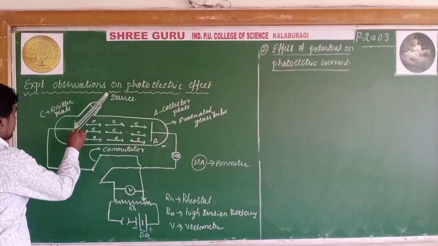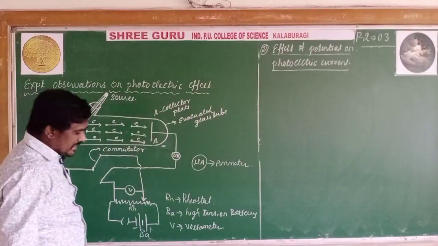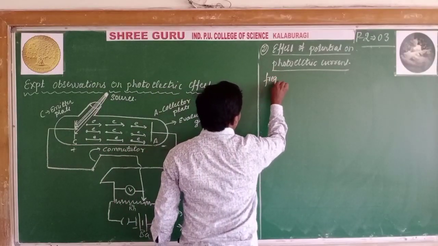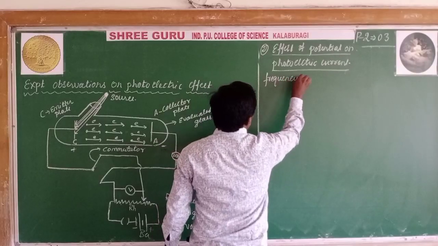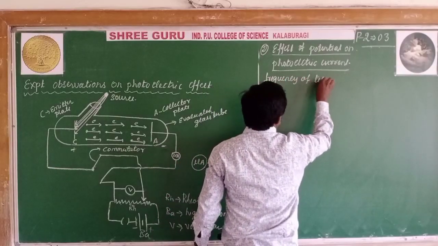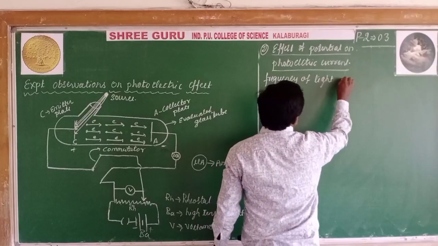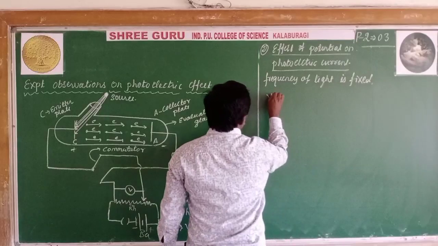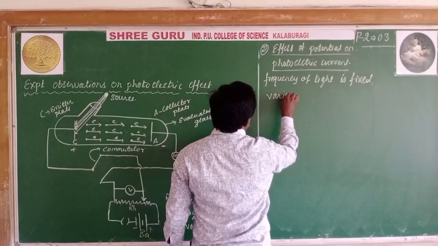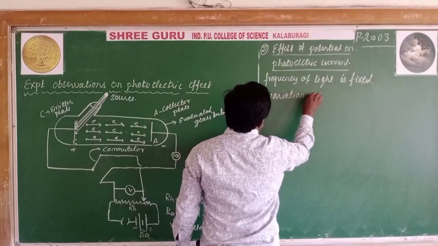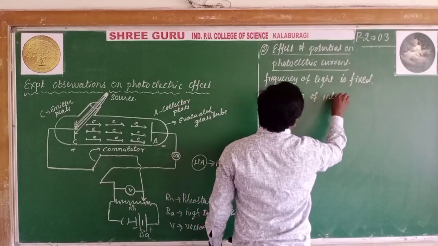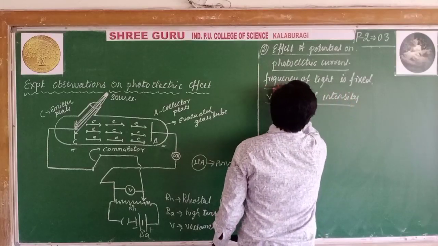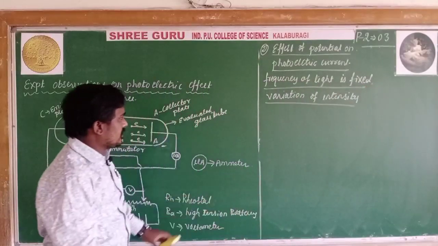Now here the intensity increases, frequency is fixed. Frequency of light is fixed. Variation of intensity. Here we are varying the intensity, frequency of light is fixed.